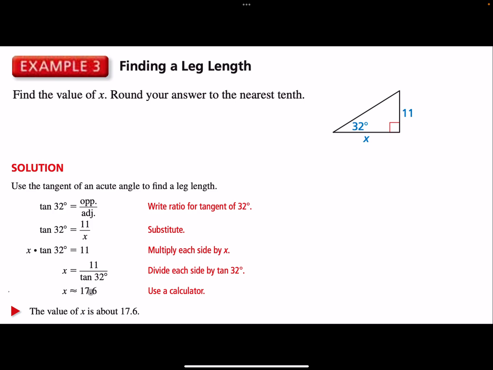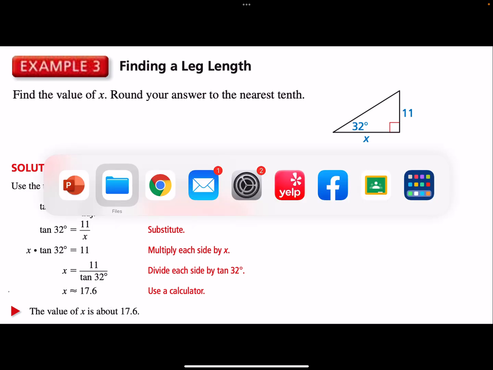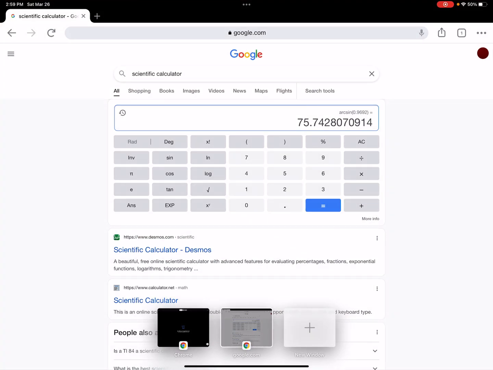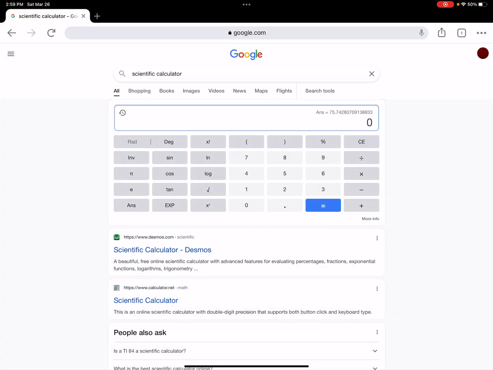How in the world did they get this? So you have two options. One, scientific calculator. 11 over tangent of 32. If I have a scientific calculator, I'm literally going to do 11 over the tangent of 32 equals 17.6. That is exactly what they got.